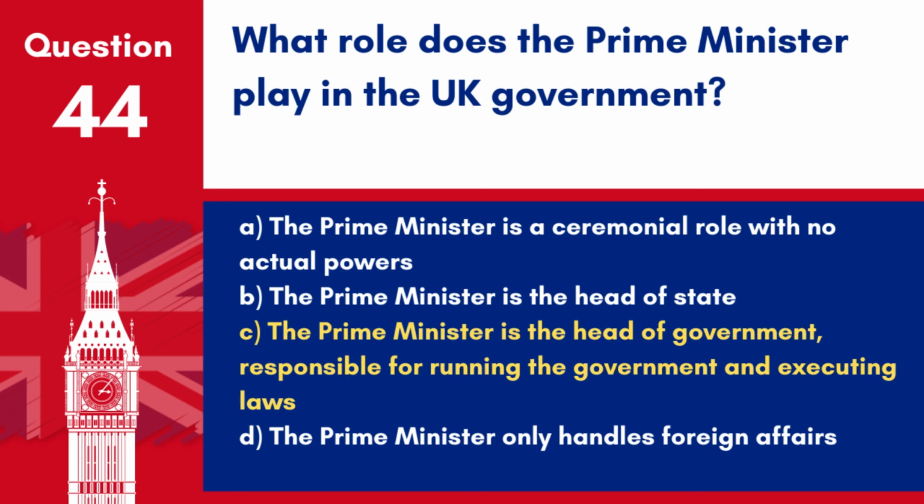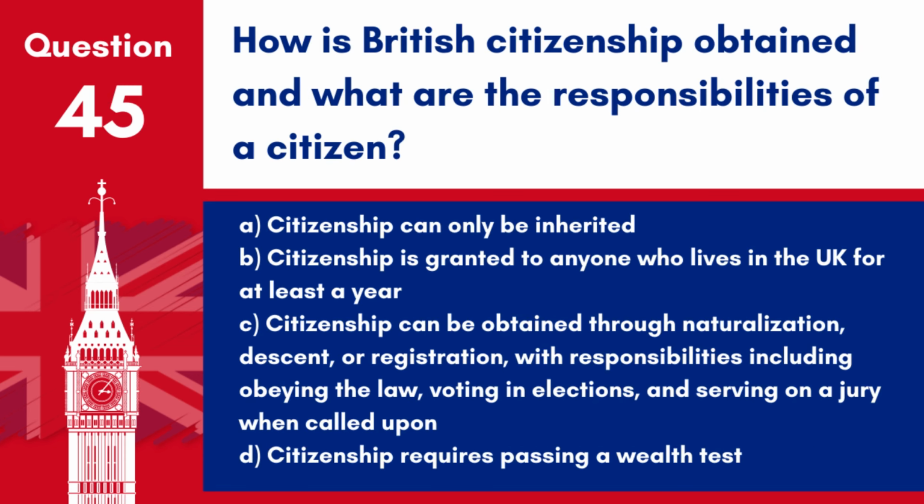Answer: C. The Prime Minister is the head of government, responsible for running the government and executing laws. The Prime Minister leads the executive branch of the government, chairs cabinet meetings, and represents the UK both domestically and internationally. Question 45. How is British citizenship obtained, and what are the responsibilities of a citizen?